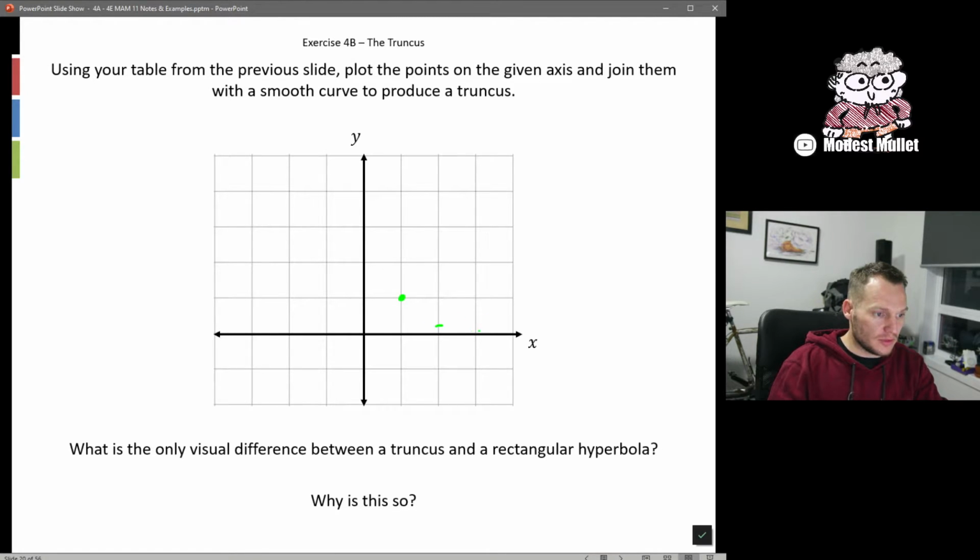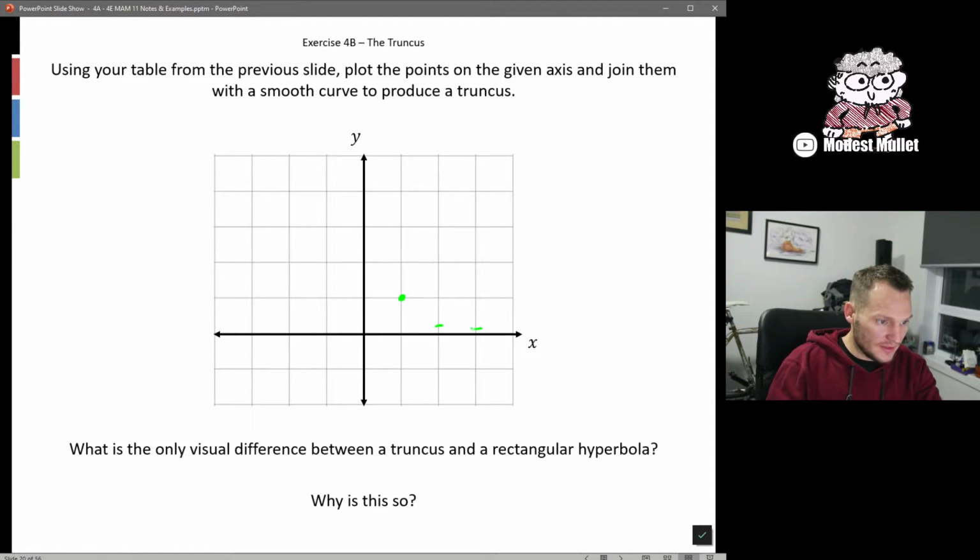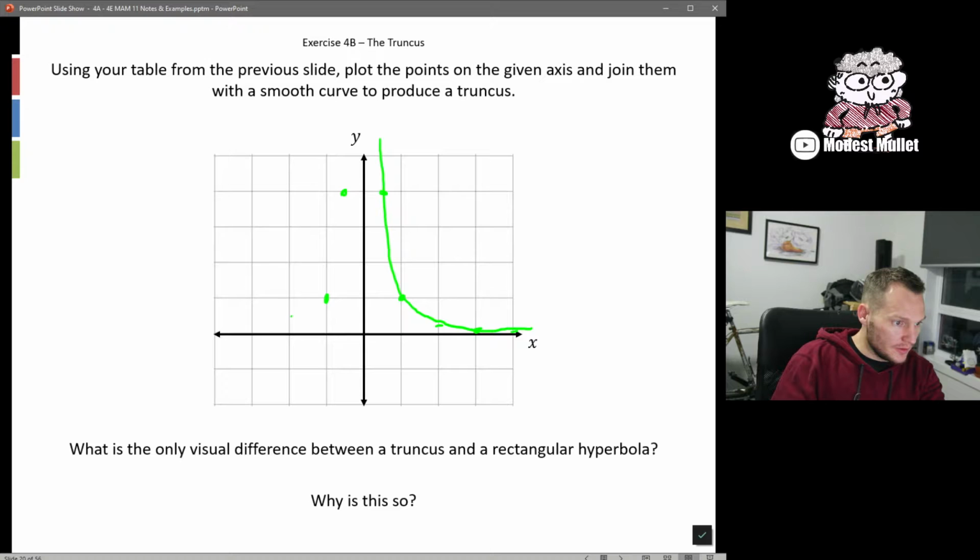2 gave me a quarter, 4 gave me 1/16, so very, very tiny there. Half gave me 4 there. We connect the dots. We get that. And same over on this side. So we get this sort of shape.